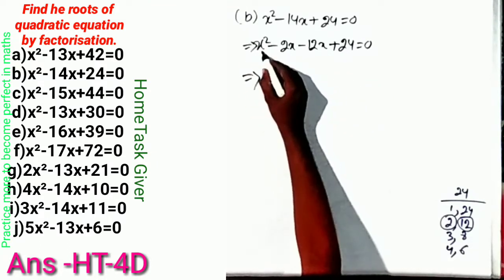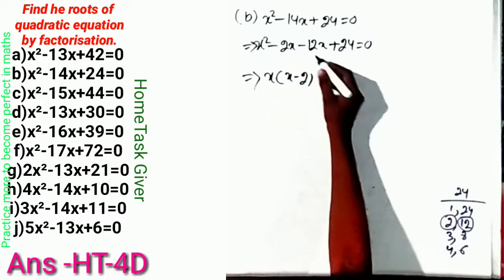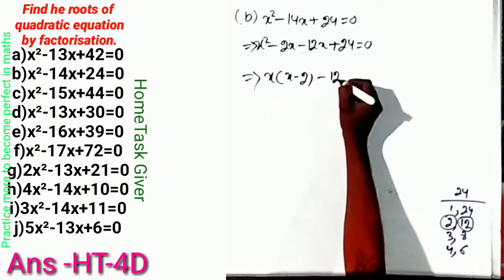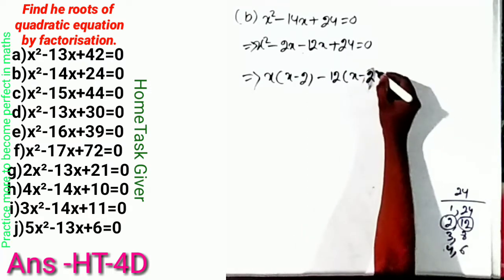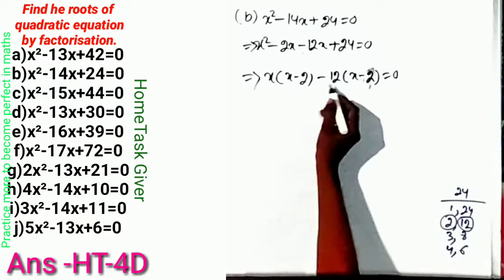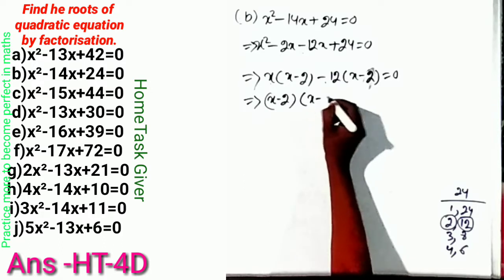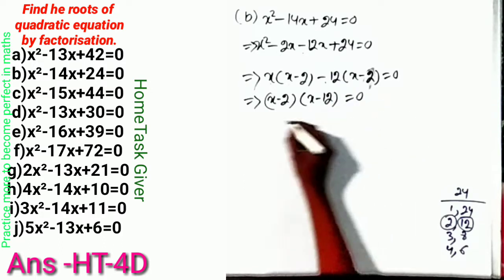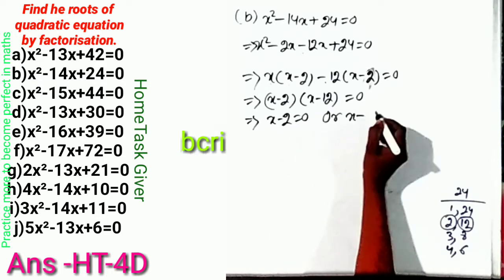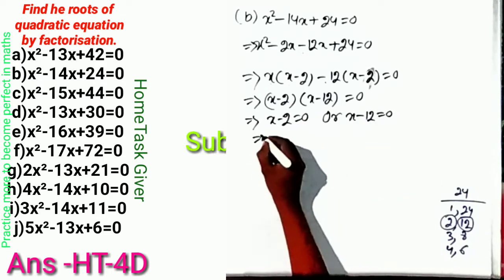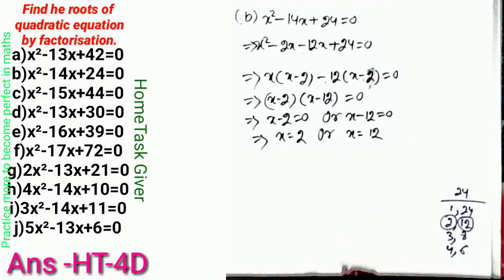Take x common, so taking x common we get x minus 2. Take minus 12 common, taking minus 12 common we get x minus 2 equal to 0. Here x minus 2 is common, so taking x minus 2 common we get x minus 12 equal to 0. Imply that x minus 2 equal to 0 or x minus 12 equal to 0. Imply that x equal to 2 or x equal to 12.